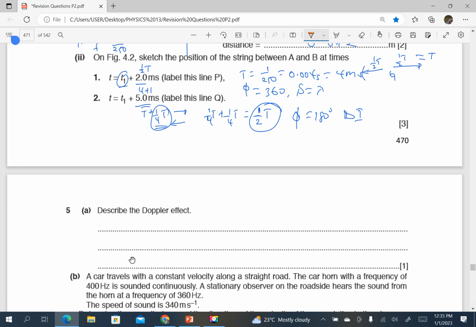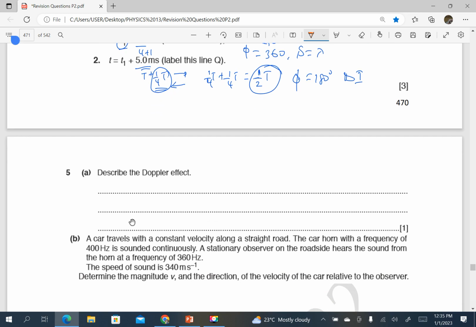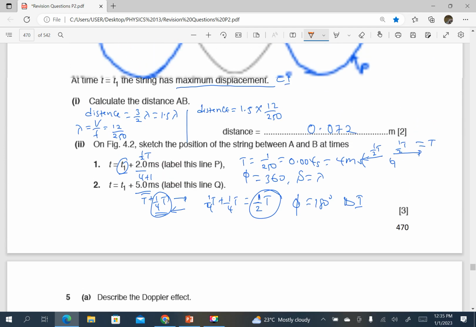Next, describe the Doppler effect, or describe what is meant by Doppler effect. By the way, for this particular question, we just needed to know how the 2 milliseconds relates with the period, and how the 5 milliseconds relates with the period, for you to be able to answer that question.